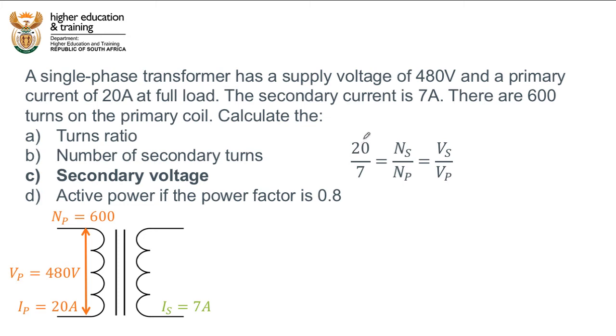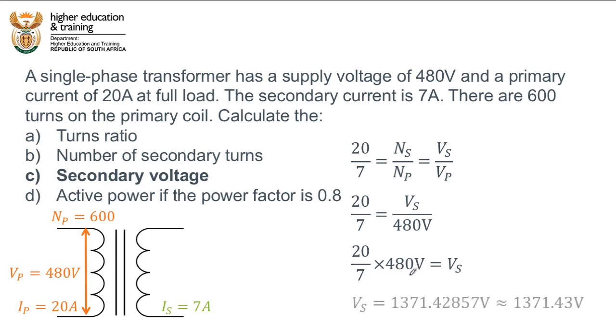So let's go ahead and find exactly what the secondary voltage is. Right, well, we know that the ratio of the number of turns in the secondary to the number of turns in the primary is 20 to 7, and that is the same as the ratio of the secondary voltage to the primary voltage. We know that the primary voltage is 480 volts, so we can rearrange this equation, and that will give us that the secondary voltage is 20 divided by 7 times 480 volts, and therefore the secondary voltage is 1,371.42857 volts, which we can approximate to 1,371.43 volts.